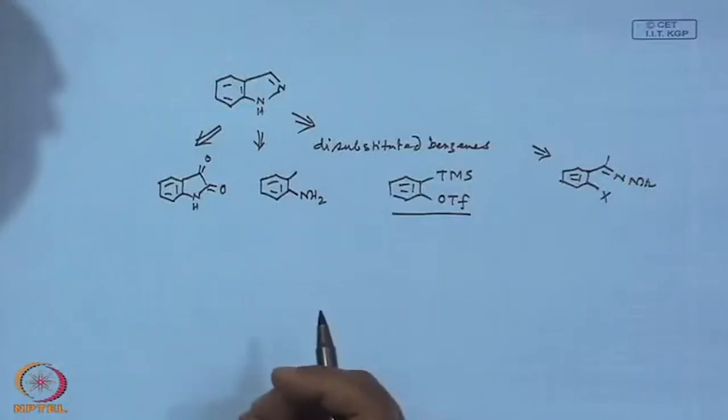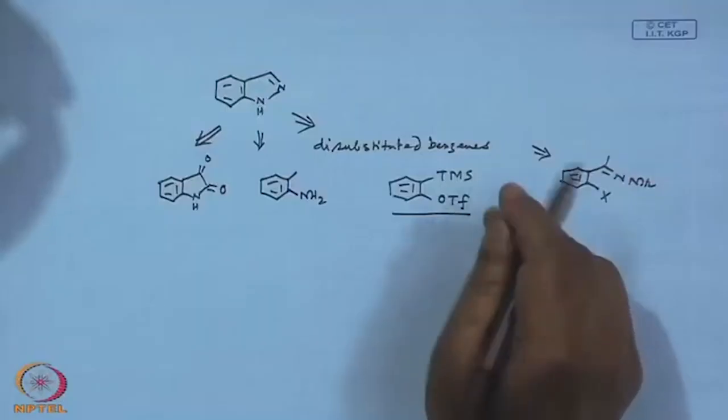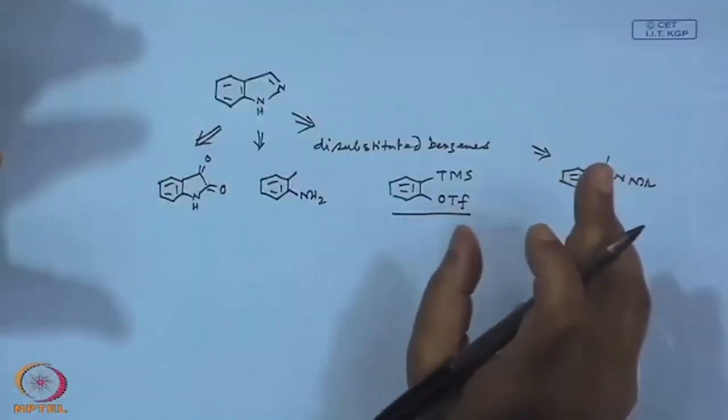If you use, let us say, cesium fluoride or potassium fluoride or tetrabutylammonium fluoride, the fluoride first attacks the TMS group and then it induces the loss of triflate. So, it is a nice important precursor at room temperature. We will see how to make use of it in the synthesis of indazoles. The one that is mechanistically important is the middle one, the second one.